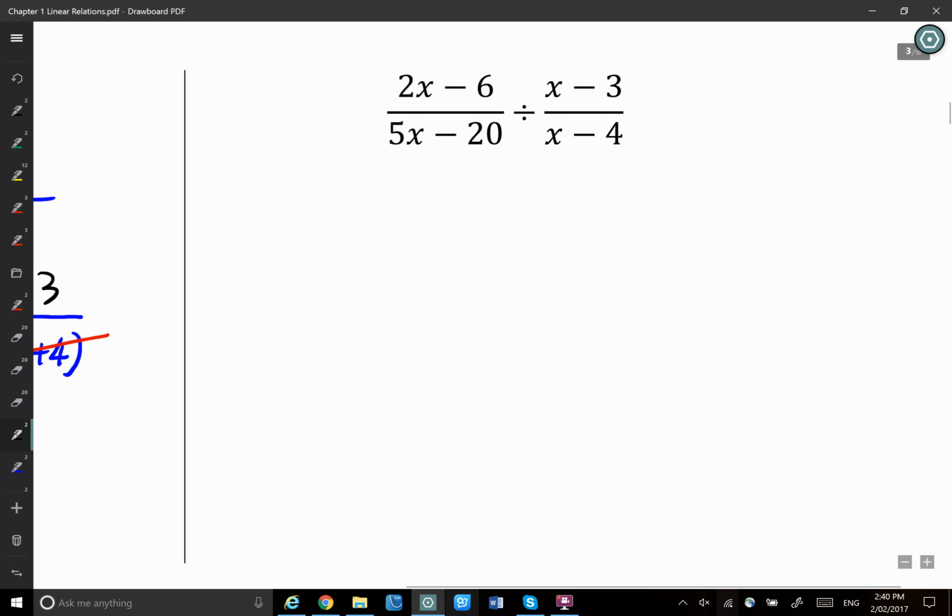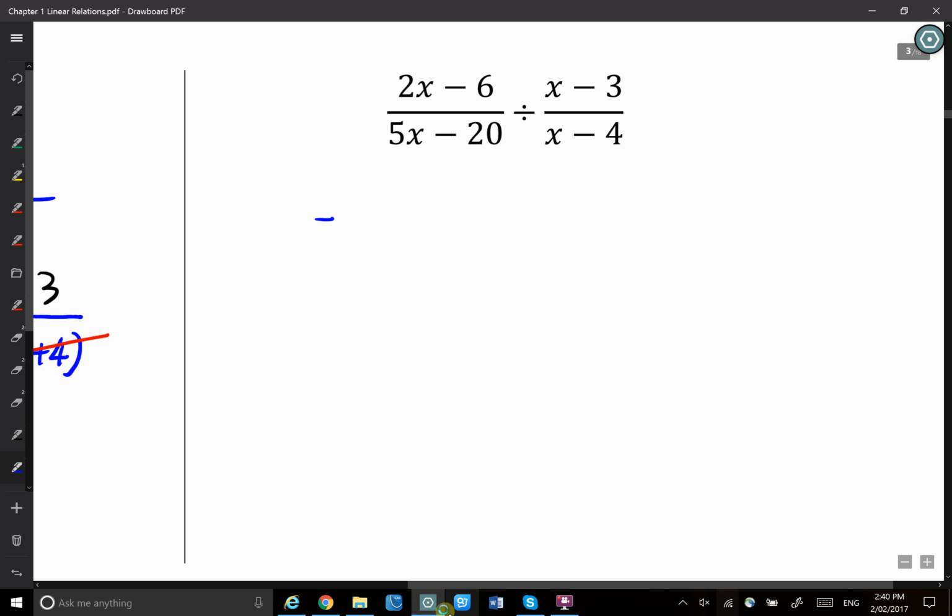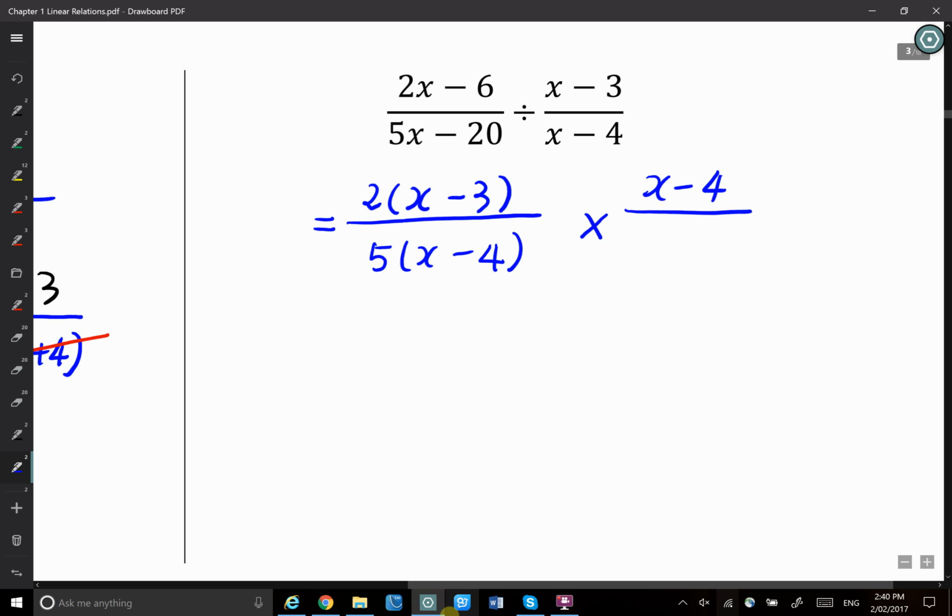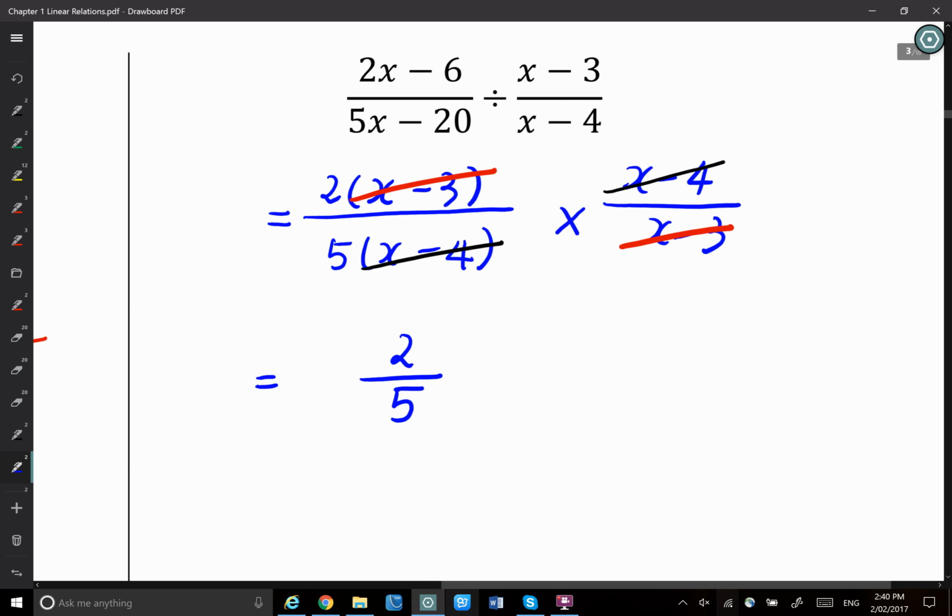Okay, next one. The first will remain the same, so I will directly factorize that. It is 2 times x minus 3 and 5x minus 4, and times the reciprocal. The reciprocal will be x minus 4 over x minus 3. And they can cancel easily. So what has been left is 2 over 5.